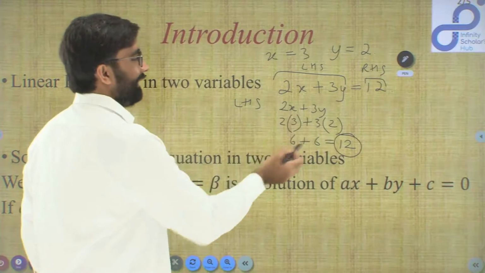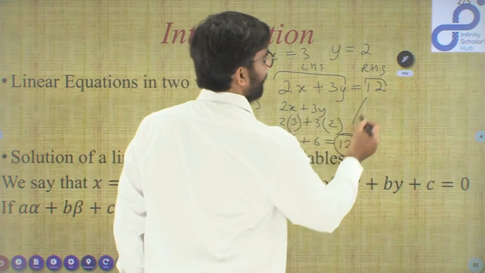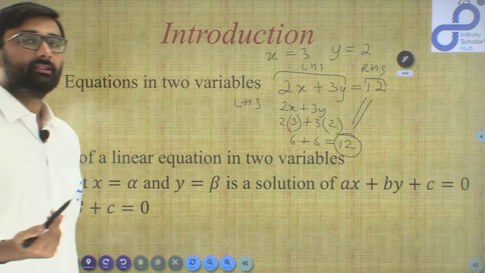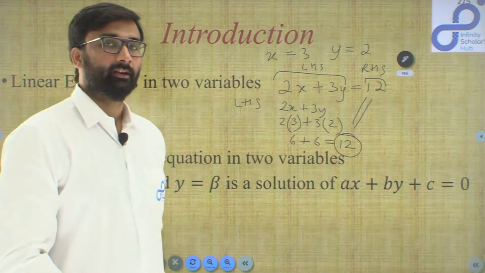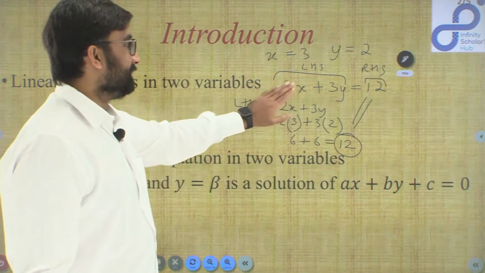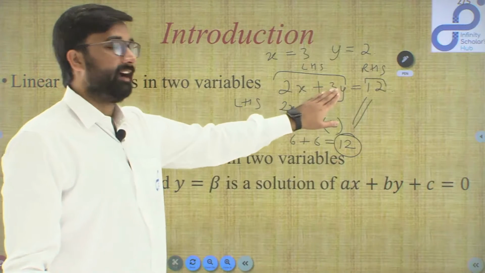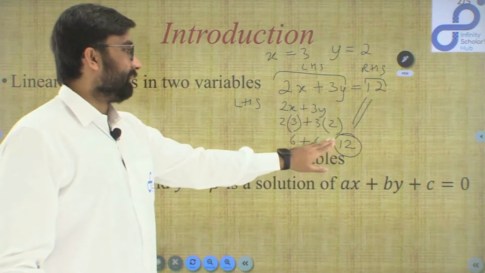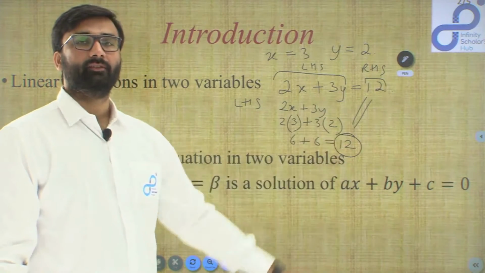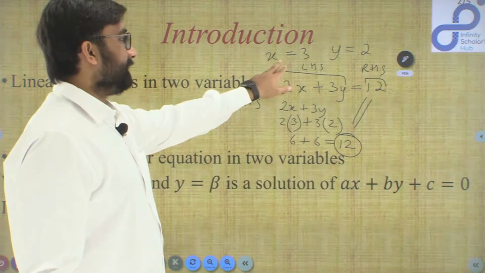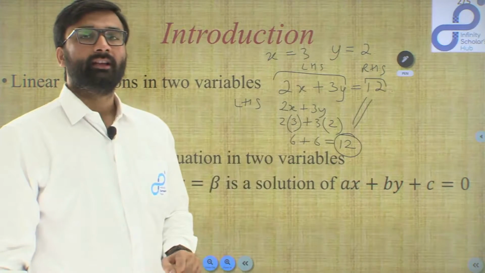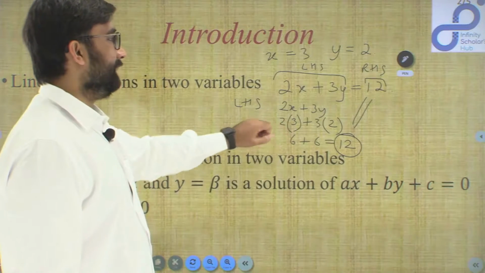It equals 12. So your LHS is equal to 12 and your RHS is also equal to 12. That means your equation is satisfied over here. So on putting the value of x as 3 and the value of y as 2, we are getting both sides of the equation the same. That means x equals 3 and y equals 2 is the solution of this equation.